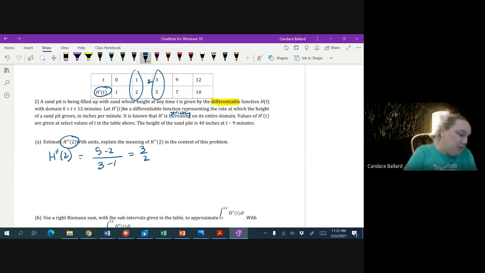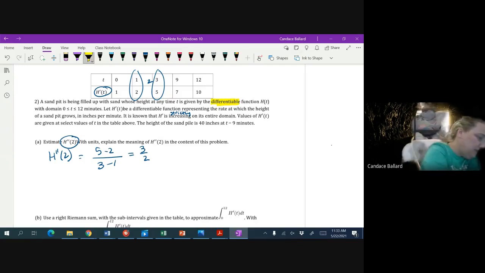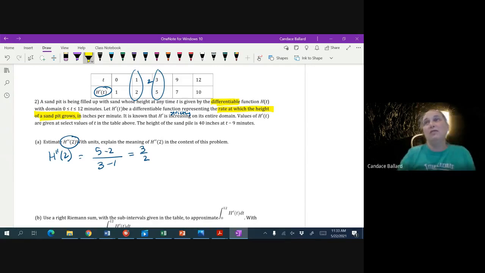All right, now we have to explain the meaning, okay? So we kind of have to be careful. I always like to go back in and look at what my problem said. It said it was representing the rate the height of the sand pit grows, and we just took the derivative of a rate. So we have the rate of a rate, okay? Typically, when we have the rate of a rate, we want to talk about if it's increasing or decreasing. So what do we think about in this one? Do we think it's increasing or decreasing? Why is it increasing? Help me out with that.